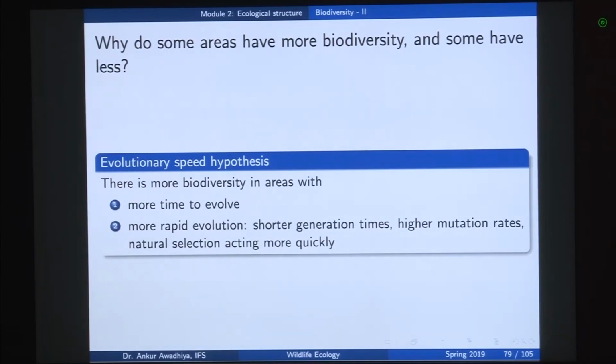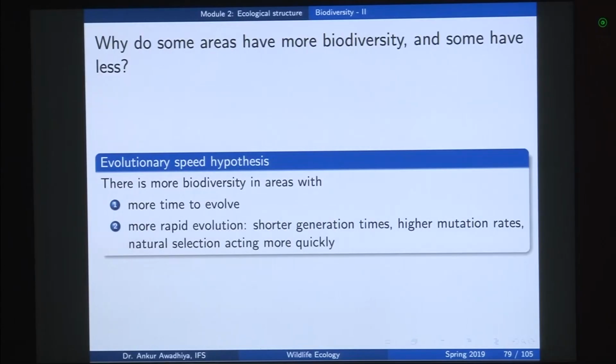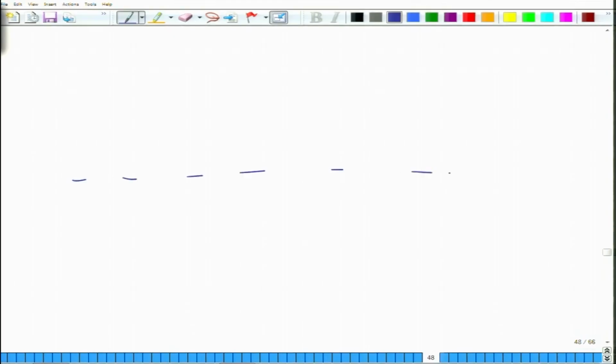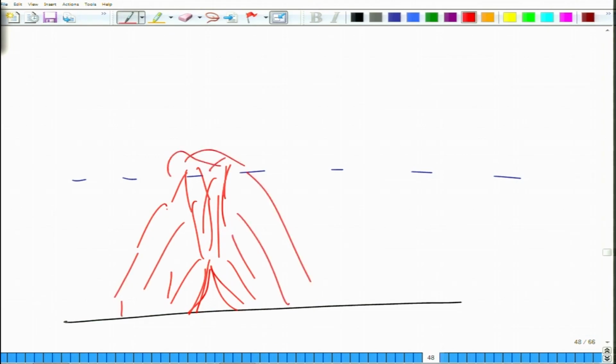Now, an intuitive example for areas that differ regarding the time available for evolution would be the case of old islands versus new islands. Now, suppose under the surface of some ocean we have, so this is the seabed, and suppose there is a volcanic eruption here which gives out the magma, and with time we have a new island that has just appeared on the surface of the sea. Now, because this island was constructed using molten materials, so essentially it would not be having any species whatsoever on the surface of this island.